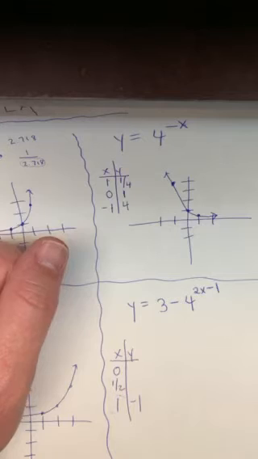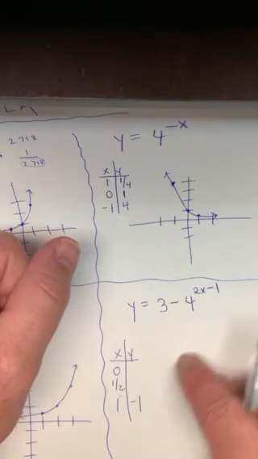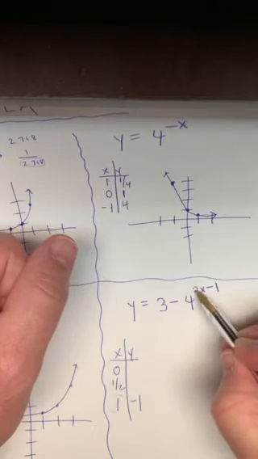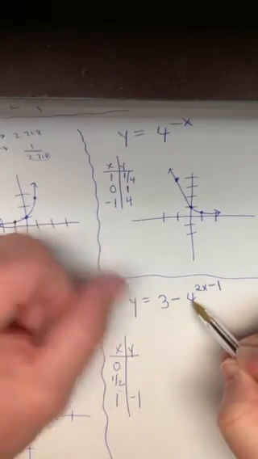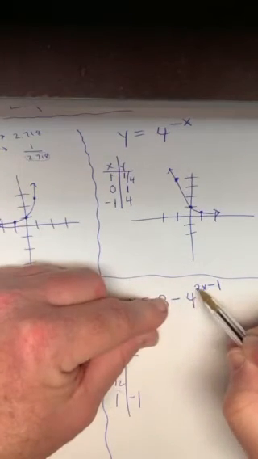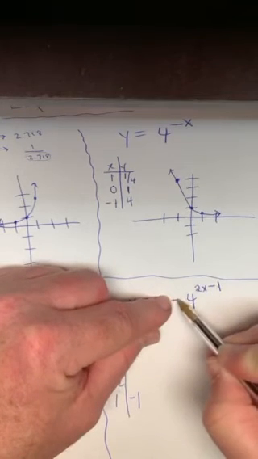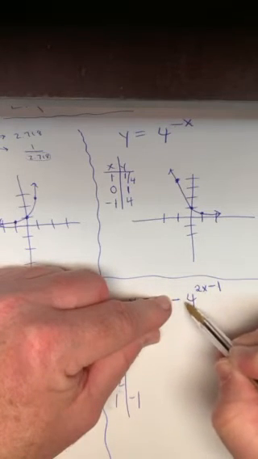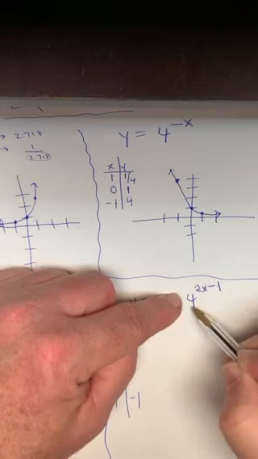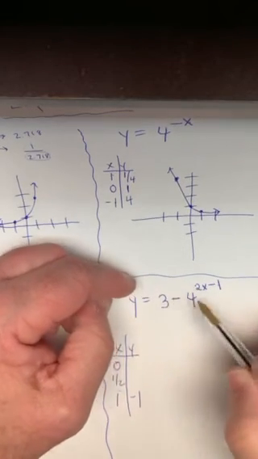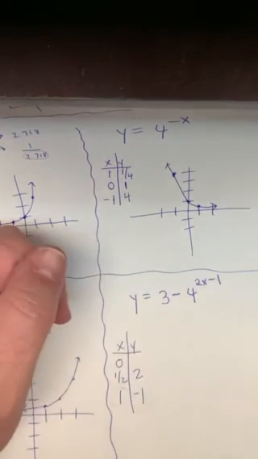So focus on your math. Everybody plug a half in for x. 2 times 1/2 is 1. 1 minus 1 is 0. This isn't -4 to the 0 power, right? This minus sign is really a -1 dot connected to the 4. 4 to the 0 power is 1. So 3 minus 1 gives me 2.